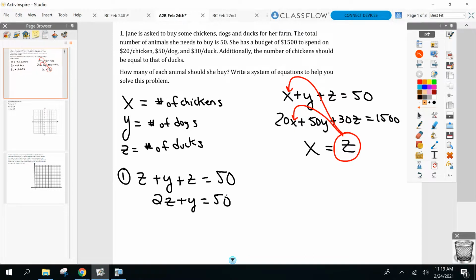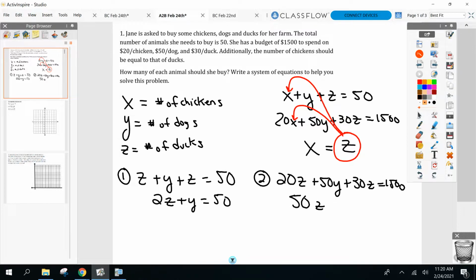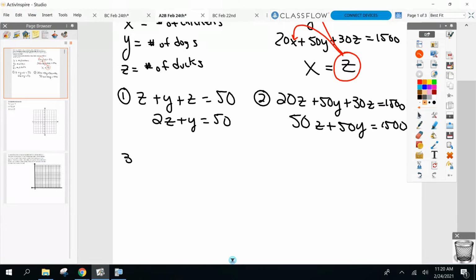All right, go ahead. Plug z into the next one. 20z plus 50y plus 30z equals 1500. Clean it up. 50z plus 50y equals 1500. Now, do you guys see the two equations you've just built? 2z plus y equals 50. 50z plus 50y equals 1500.